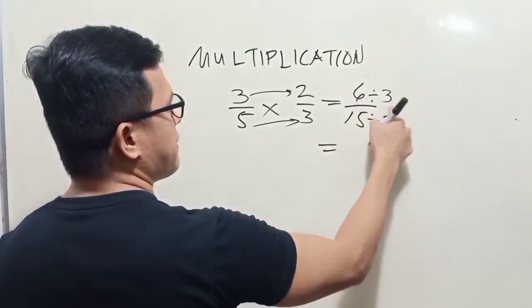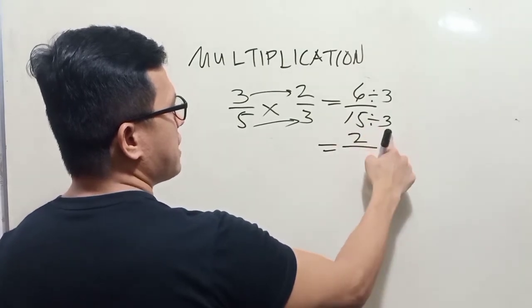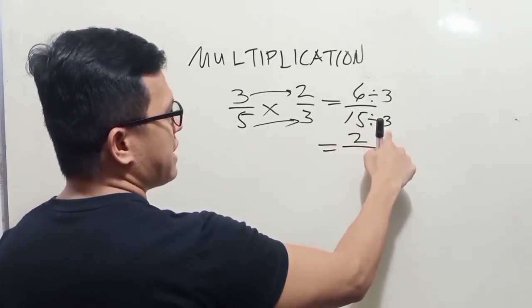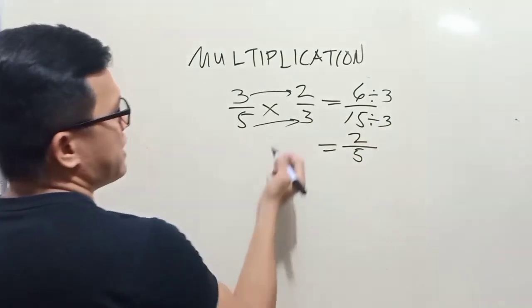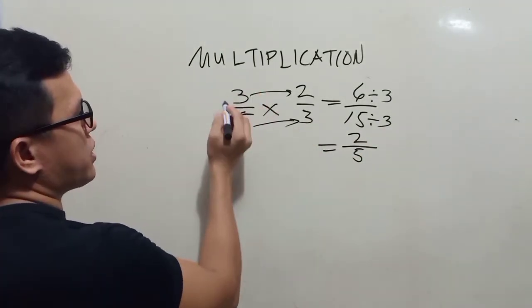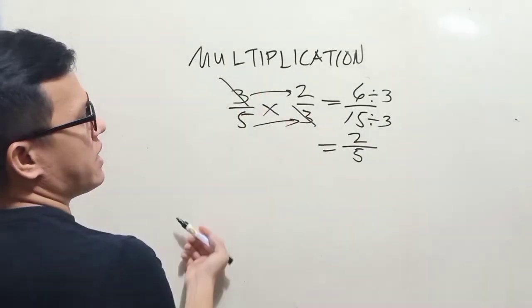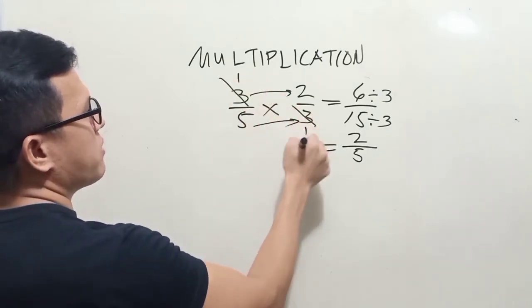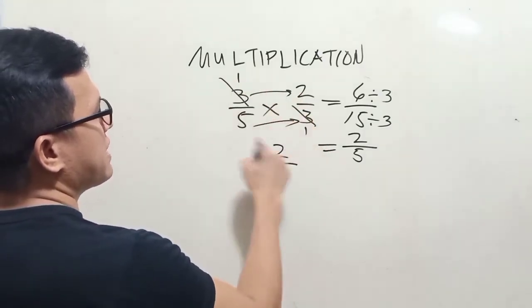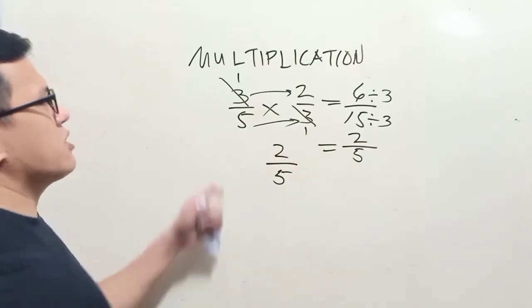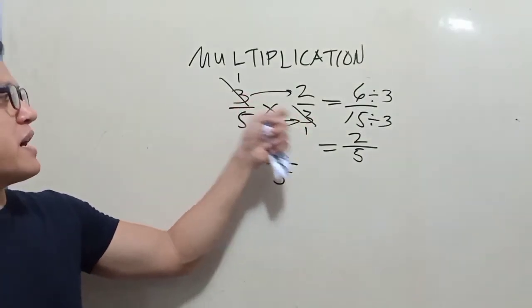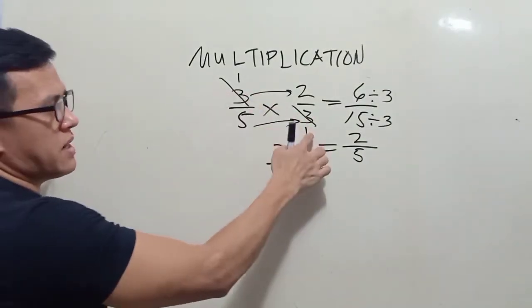So we have there 6 divided by 3. We have 2. 15 divided by 3, that is 5. Okay, so here, you can also do the cancellation. You can cancel 3 and 3. Okay, so the answer is like, this is 1, 1. So 1 times 2 is 2. And then 5 times 1 is 5. Okay, so you can cancel if there is common factor in numerator and denominator.